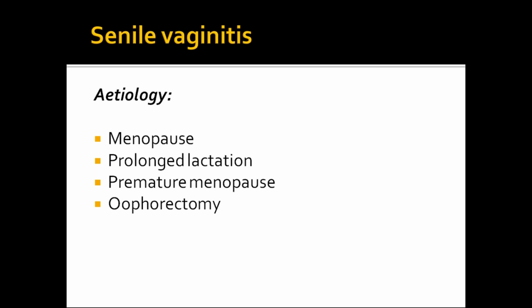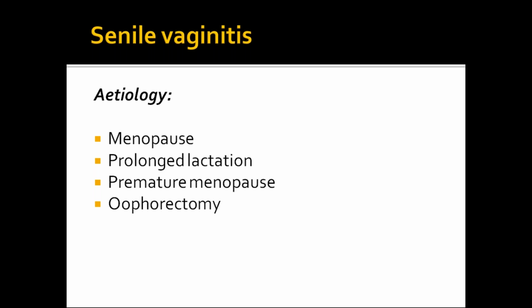Then coming to senile vaginitis. Senile vaginitis is most commonly due to estrogen deficiency. When there is estrogen deficiency, the vaginal epithelium becomes thin and atrophic.